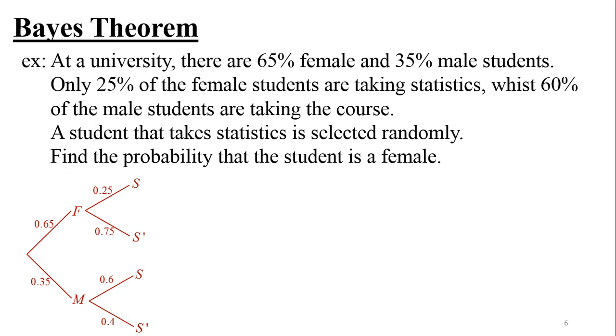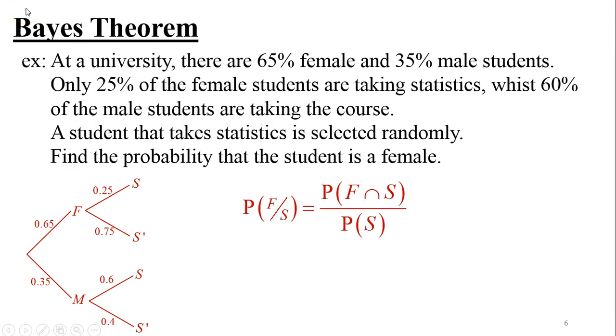So as we've already mentioned, now the student that we choose at random is a student that takes statistics. So that's a realized event. Okay, so to find the probability that that student is a female, that's the probability of choosing a female given that it takes statistics. So according to the conditional probability, that's the probability of F inter S divided by P of S. Now, according to the tree diagram, the probability of F inter S is what we can find here by considering 0.65 times 0.25.